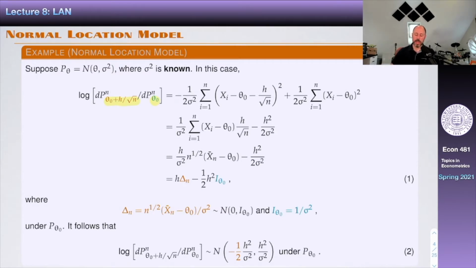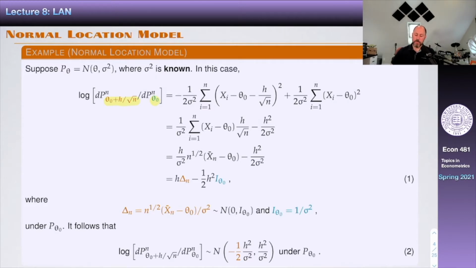And so when you take the logs, you have negative 1 over 2 sigma square, the sum of x minus the mean. The mean of this distribution is theta naught plus h divided by square root n. And so this is x_i minus theta naught, minus h divided by square root n, squared. And then you have the term related to the second part, which is the distribution with mean theta naught. And so we have the sum of x_i minus theta naught squared. Okay, both have variance sigma square, which again we're assuming here is known.